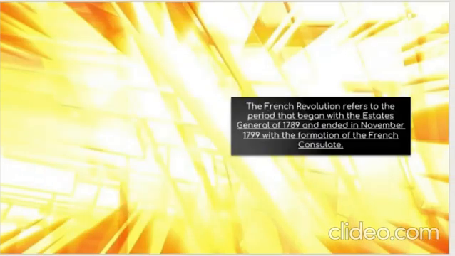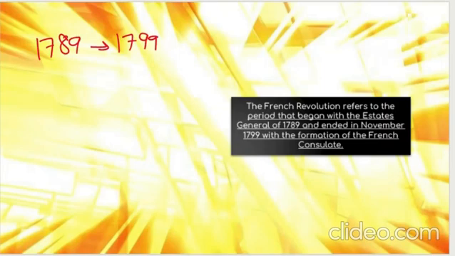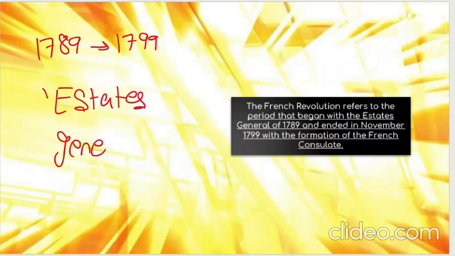Now students, when I say the French Revolution, the meaning is that it is a period from 1789 to 1799. This much long period it is, and it began with whom? It began with the Estates General. Now, what was this Estates General? We are going to study ahead. So it began with the Estates General and the formation of the French Consulate. What happened was that France was facing some issues.